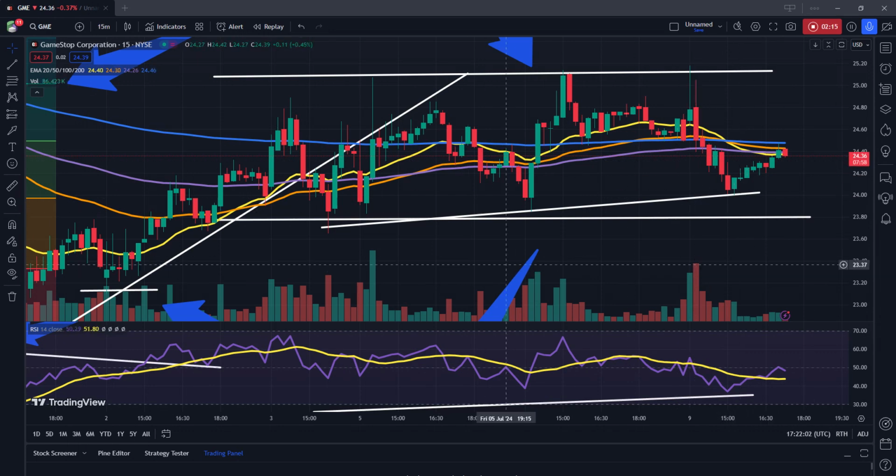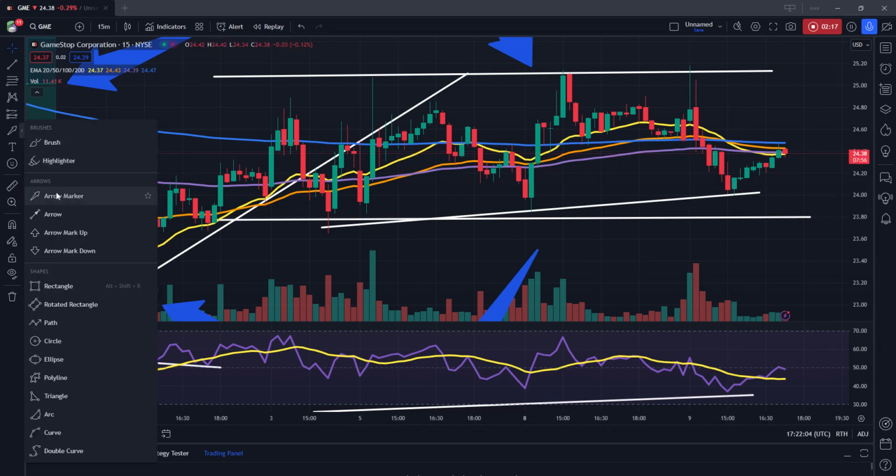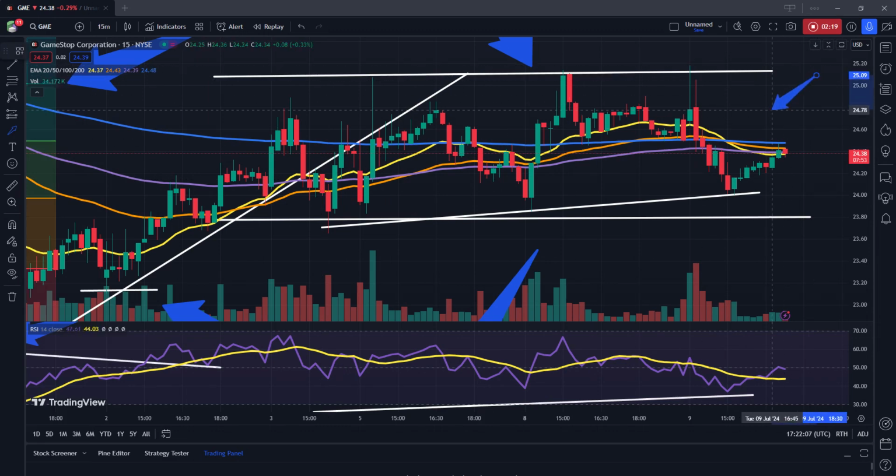So, the first thing that I would point to here would be this exponential moving average cluster. Here we can see these four colorful lines. Yellow is the 20 period exponential moving average. Orange is 50. Purple is 100. And then the blue line is the 200 period exponential moving average.